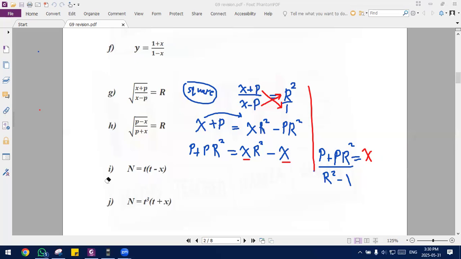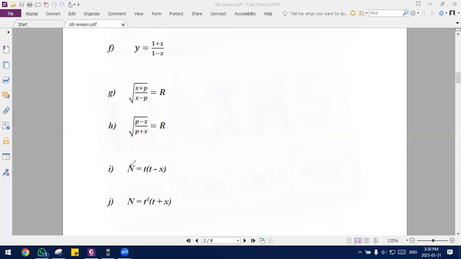Now, question I. Let me remove it. Okay. Now, we have n is equal to t times t minus x. First, let's expand. N is equal to T, we expand. It means we multiply. T squared minus tx.